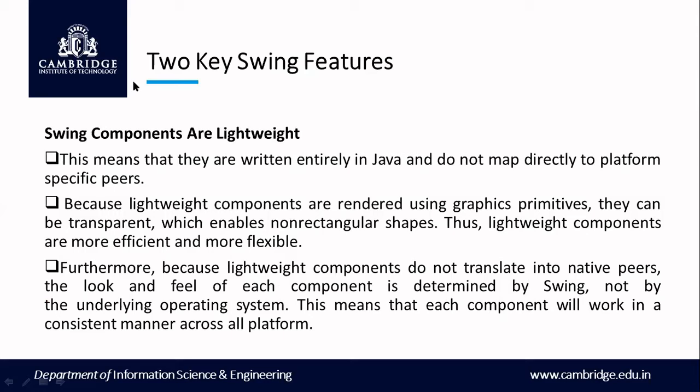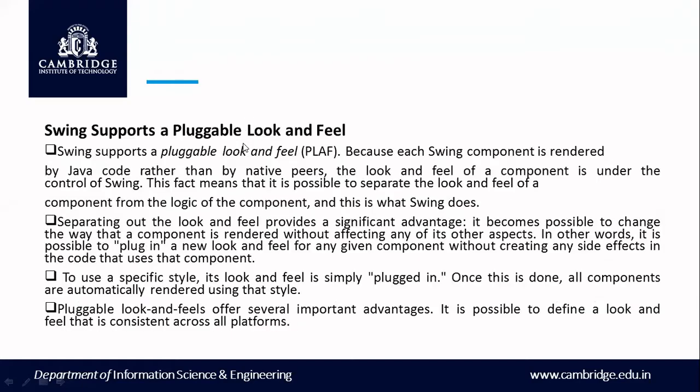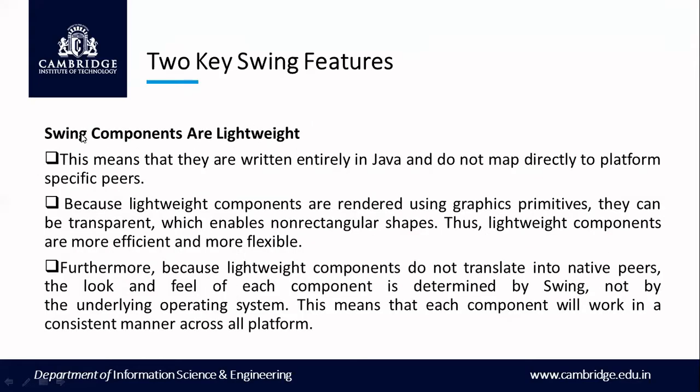Next, we are going to study two key swing features. There are two main features of swing which make it more flexible compared to AWT. What are the two swing features? The first one is that swing components are lightweight. We are going to study what the meaning of this lightweight is. The next feature is that Java supports a pluggable look and feel. So what is this pluggable look and feel? We are going to study it in detail. Swing components are lightweight. This means that they are written entirely in Java and do not map directly to platform specific peers.